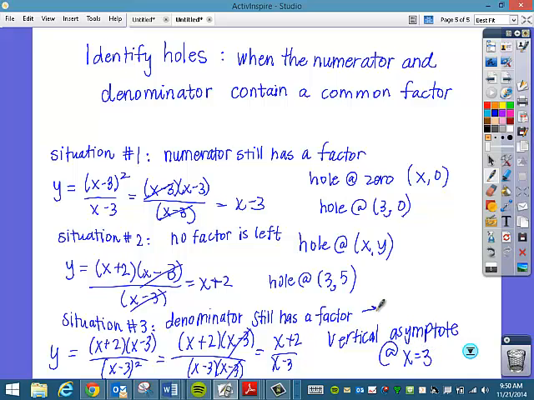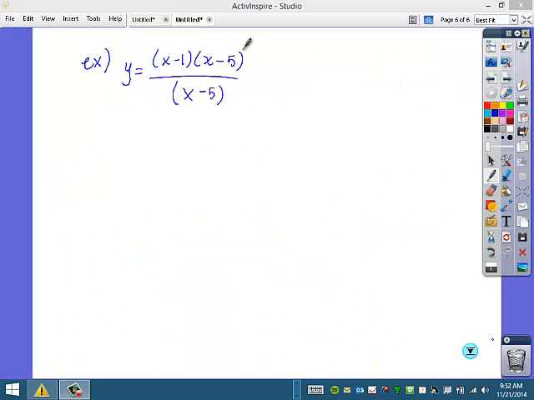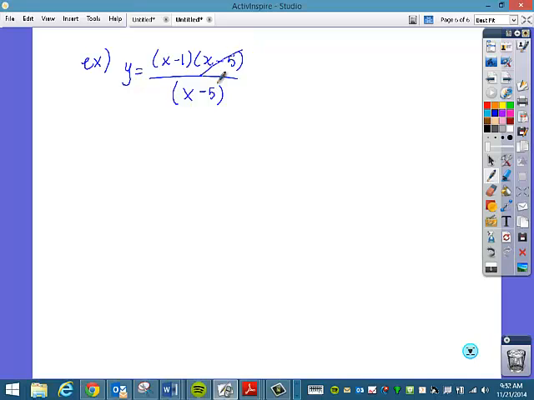Our first example is graph y equals (x minus 1)(x minus 5) over x minus 5. Obviously there's a common factor in both your numerator and your denominator, so they cancel out. That means we're going to have a hole at (5, something). I'm left with x minus 1. This is situation number 2, where there is not a common factor remaining in either the numerator or the denominator.